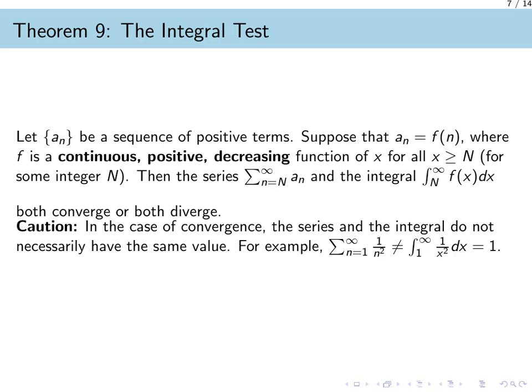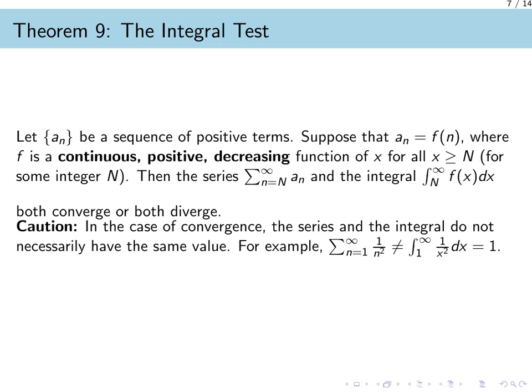Now for the crucial warning. The test only tells you about the convergence behavior. It does not say that the series and the integral converge to the same value. This is a very common point of confusion. For example, we know the series given by the sum of 1 over n squared converges. The integral we use to test it, the integral of 1 over x squared from 1 to infinity, evaluates to exactly 1. However, the actual sum of the series is not 1, it is a different number.